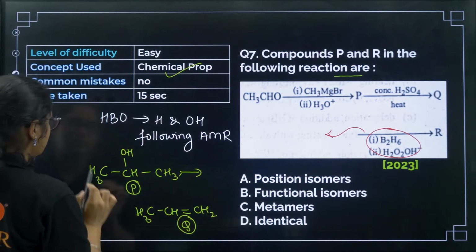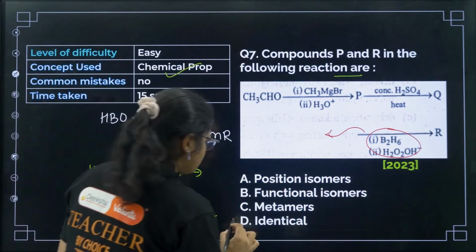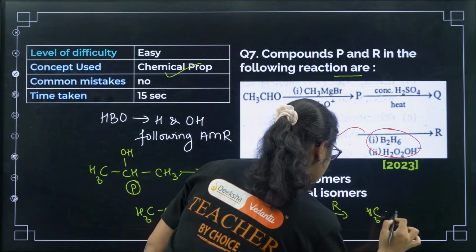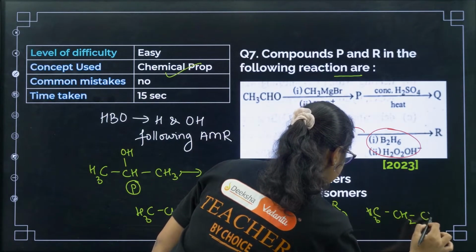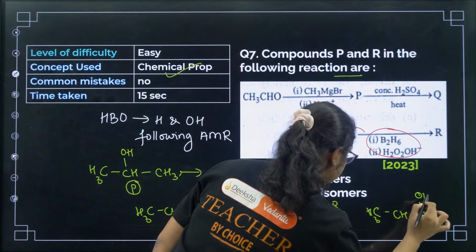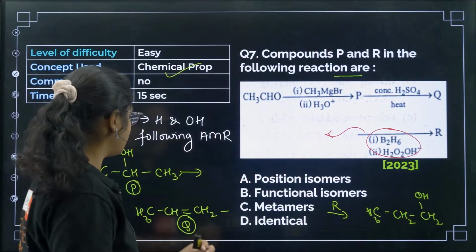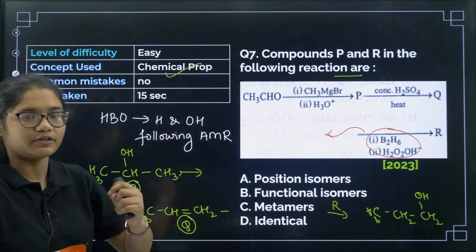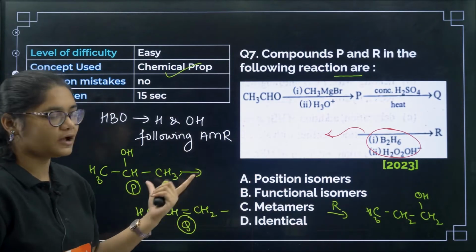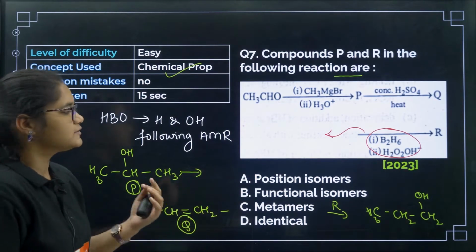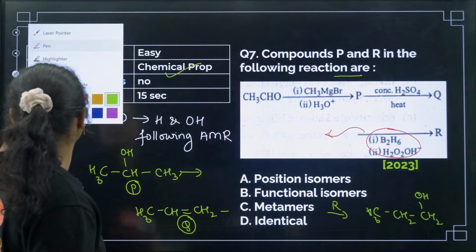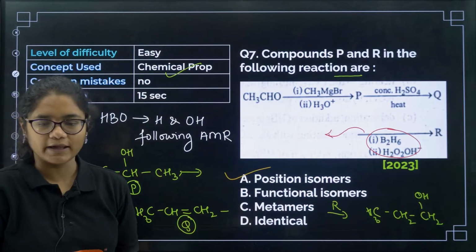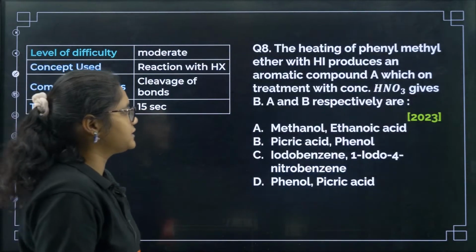Okay, so here R will be CH3CH2CH2OH. Okay, so now if you see here OH is present on the second carbon and here OH is present on the first carbon, right? So these two are what? Positional isomers. So the correct answer for this question will be option number A, that is positional isomers. Okay, now let us see the next question.